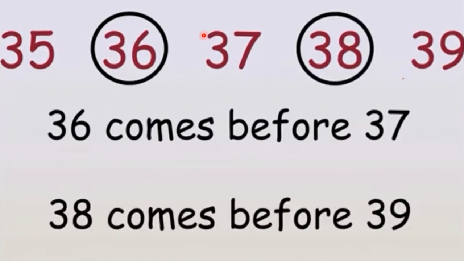Next. Look at this picture, children. Here is 35, 36, 37, 38, 39. Okay. Here 36 comes before 37. Next 38. This number comes before 39. 39 is here, no? Before 39 comes 38.